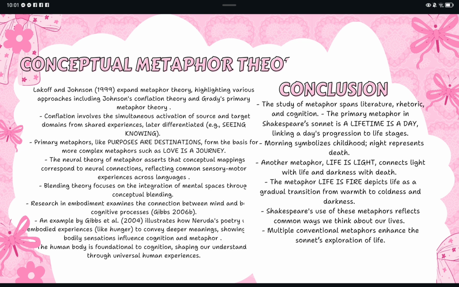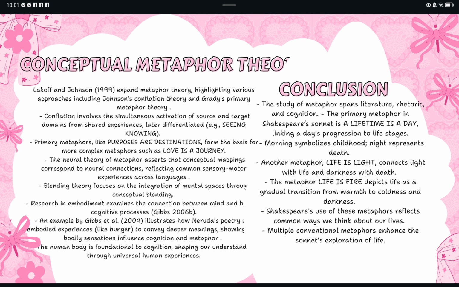So, this theory emphasizes the role of the body in shaping our cognitive processes. Our physical experiences, such as sensations and emotions, influence how we think and understand the world. And also, embodied metaphor suggests that metaphors are grounded in our physical experiences. For example, the poet Neruda uses bodily sensations like hunger to convey deeper meanings. So the human body is foundational to cognition, shaping our understanding through universal human experiences.